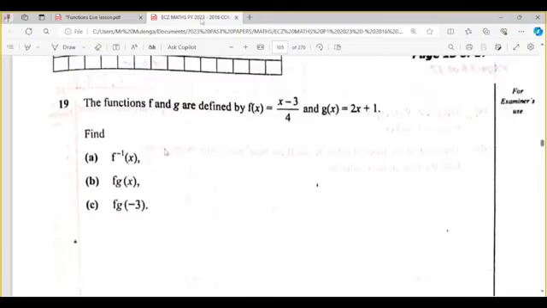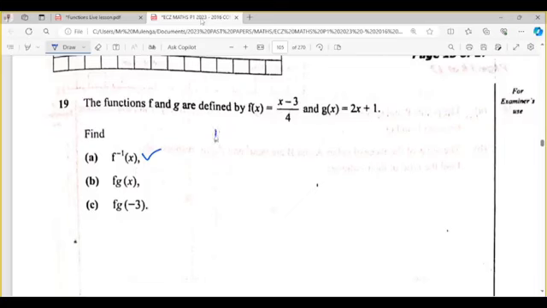So we have a question right here. This is a question that came in mathematics paper 1. The functions f and g are defined by f(x) equal to (x minus 3) over 4, and g(x) equal to 2x plus 1. Find f inverse of x. So this one, we looked at it yesterday, to find the function inverse of x.